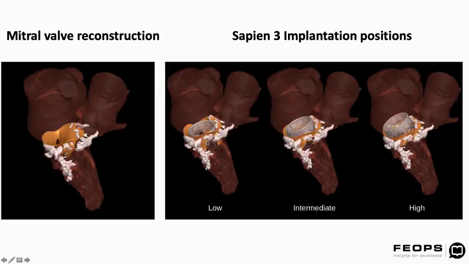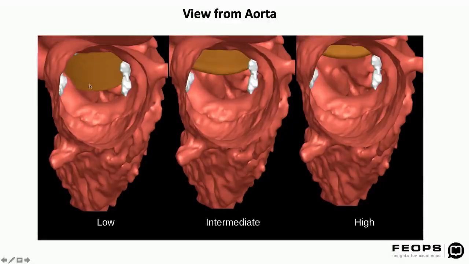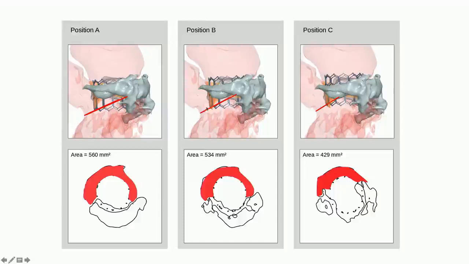Now, in this specific example, we've implanted the valve at a low height, an intermediate height, and also a high deployment zone. Using this same technique, we can take pictures and views from the left atrium at low, intermediate, and high zones, and also a view from the aorta. And you can see how the neo-left ventricular outflow tract area changes with the deployment position from low, intermediate, to high. This technique can be used to measure at various different points the neo-left ventricular outflow tract area, which is going to be of specific relevance in patients undergoing transcatheter mitral valve replacement in mitral valve annulus calcification.